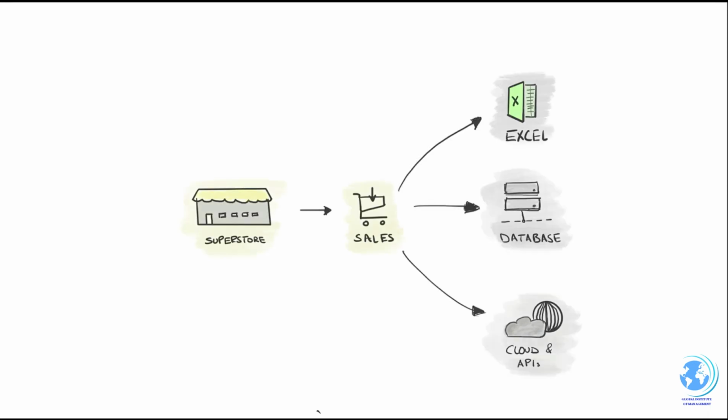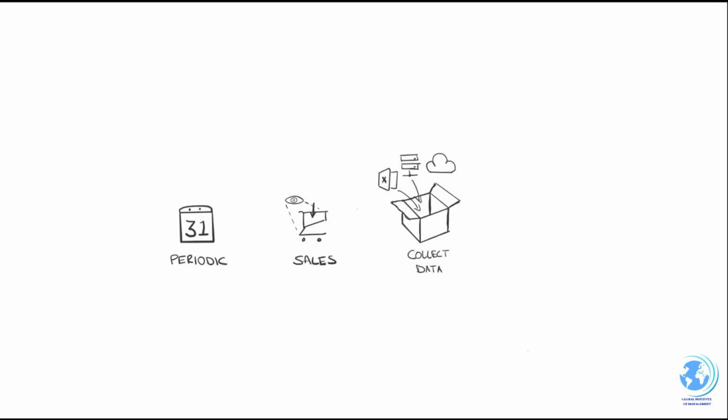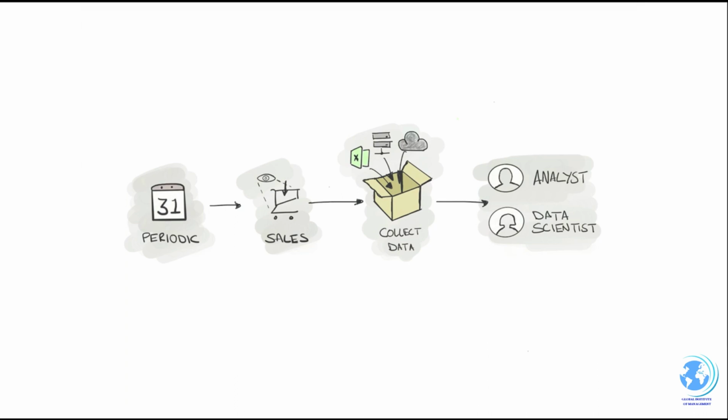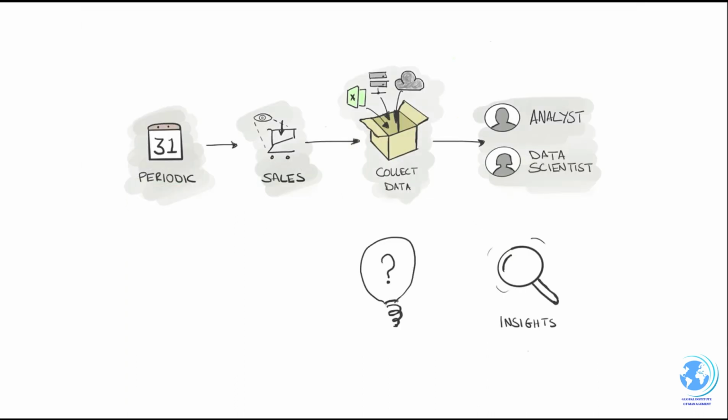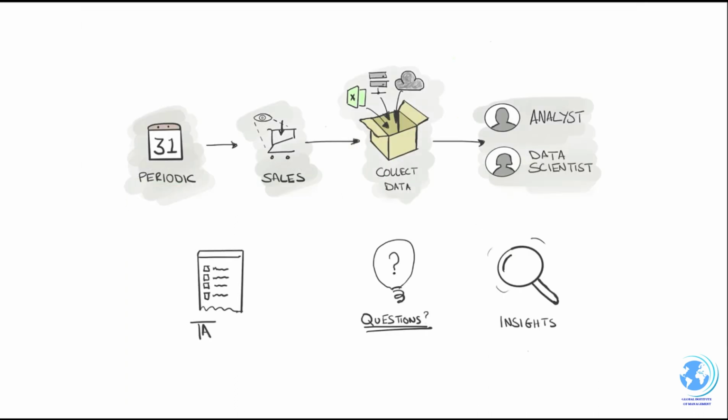At the end of each month, quarter, or even year, you'll want to review these sales to see how you're doing. In order to do that, you need to collect the data for the period you're looking at, make sure it's correct, and make sure there's no mistakes in it. Then hand it over to an analyst or a data scientist to do their thing. They, in turn, take the data and start exploring it to find insights.